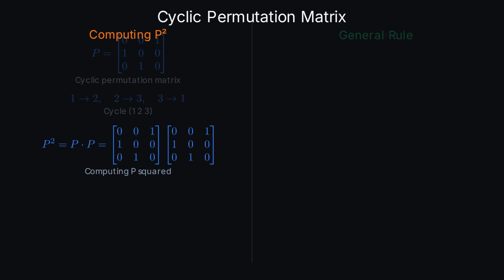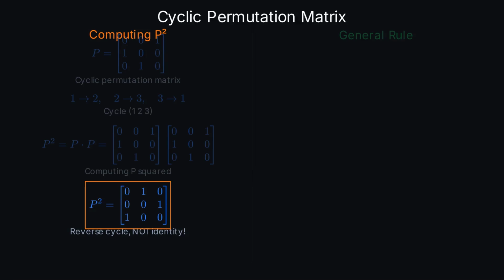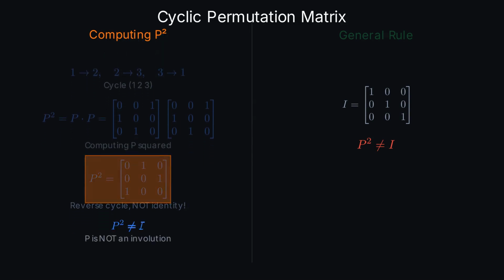Working through the multiplication, for entry 1, 1, we get 0. For entry 1, 2, we get 1. For entry 1, 3, we get 0. Continuing for all entries, the result is 0, 1, 0 in the first row, 0, 0, 1 in the second row, and 1, 0, 0 in the third row. This is the reverse cycle, not the identity matrix. So P squared does not equal the identity. We can cross out the idea that P squared equals I.